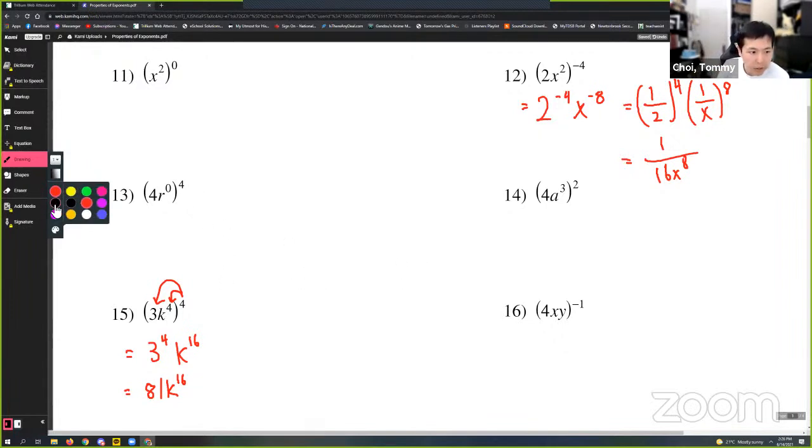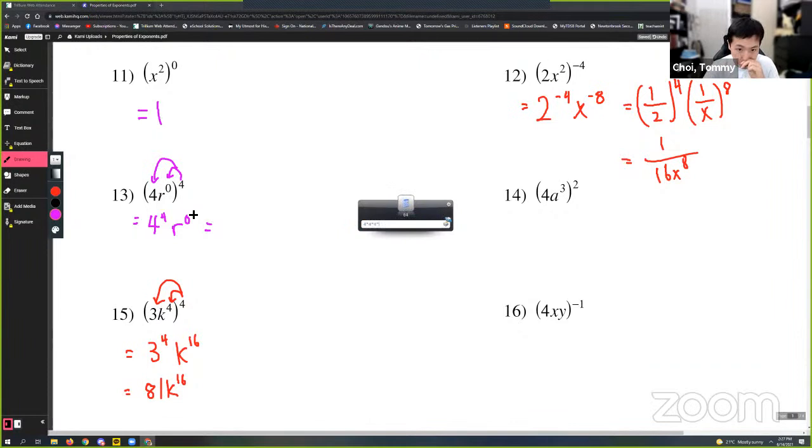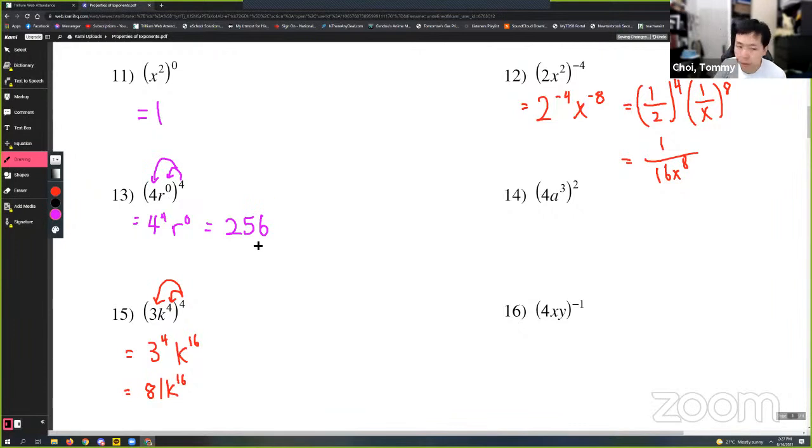11 and 13 were asked just now, so we'll do that as well. 11's really easy. x squared to the power of 0. Well, anything to the power of 0 is 1. So that's 1. 13, although, the 0 is only attached to the r. So this one happens a little bit differently. We still multiply this power inside. We get 4 to the power of 4, and then r to the power of 0. And so the r disappears because r to the power of 0 is 1. So we're left with just 256 with no variable.